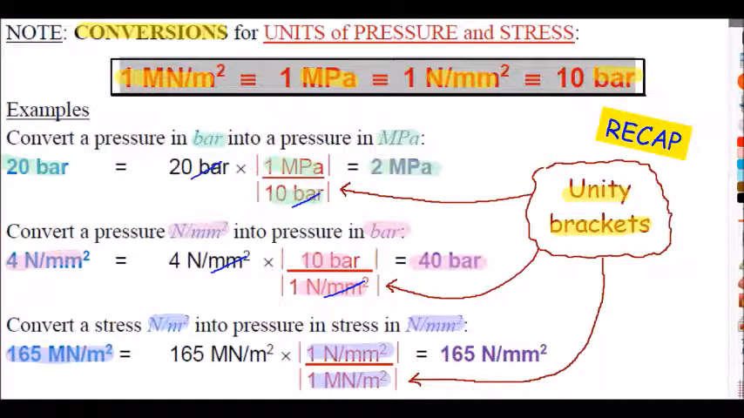And again, we've got this cancelling effect of cancelling the meganewtons per meter squared to leave us with newtons per millimeter squared. But again, you'll probably get very familiar with 165 megapascals, or 165 meganewtons per meter squared, being 165 newtons per millimeter squared. So you'll get familiar with the conversions, but if you did want to use unity brackets to help you structure a conversion if you're unsure, well, that's the process involved. And we have a lecture on that if you want to review that.